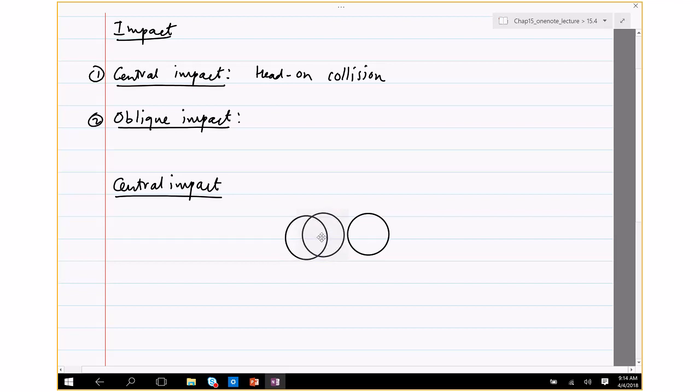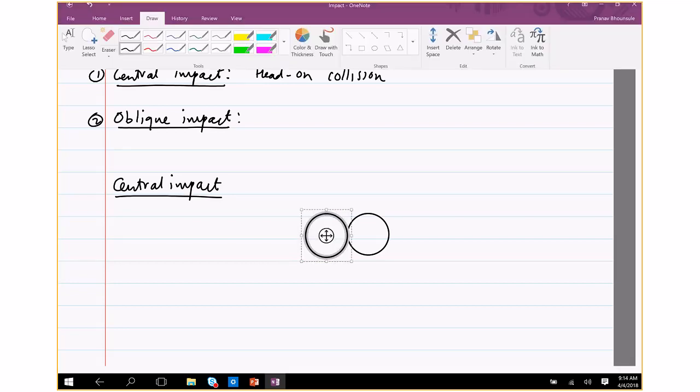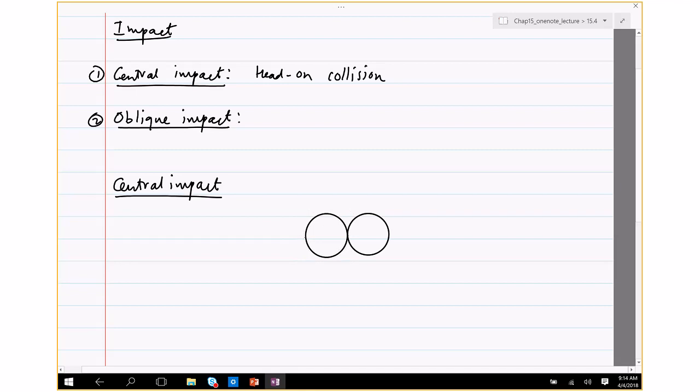So two point masses colliding such that their velocities are in the same direction as the impact. This is called the line of impact. That's the direction along which they're impacting, and VA and VB are the velocities of the two masses.